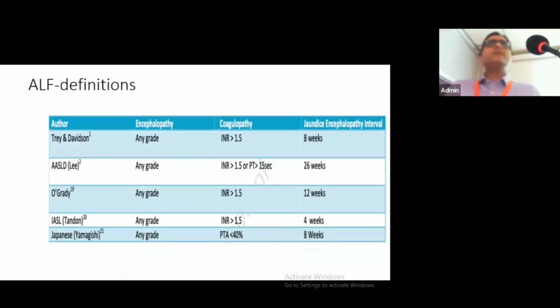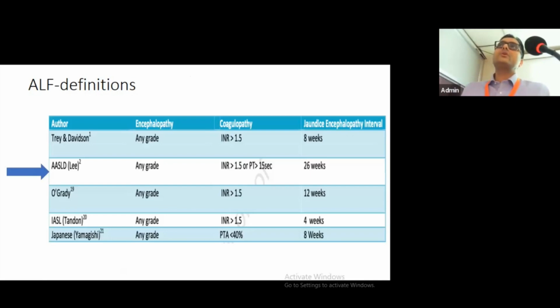Now there are various definitions available. You must have read in your textbook or any review article, like the definitions by O'Grady, Trey and Davidson, by the Indian Association for the Study of the Liver, and the Japanese definition. But the definition which I would personally recommend you remember is the AASLD definition, which says that any patient with jaundice followed by encephalopathy within 26 weeks, associated with coagulopathy with INR more than 1.5 and any grade of hepatic encephalopathy, will be classified as a case of acute liver failure.